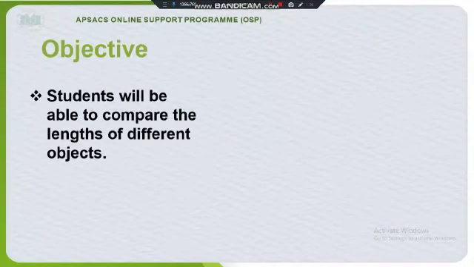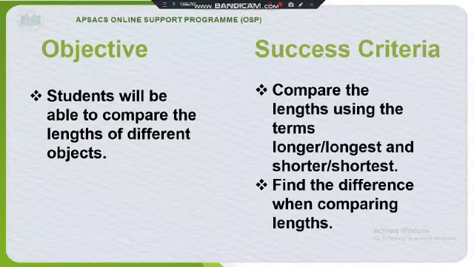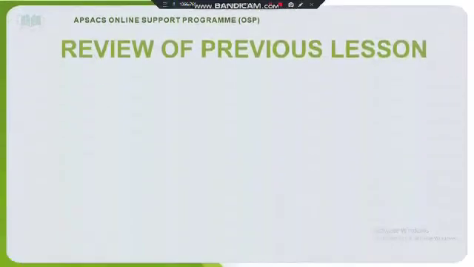Objective: students will be able to compare the lengths of different objects. Success criteria: compare the lengths using the terms longer, longest and shorter, shortest. And then you will be able to find the difference when comparing length.